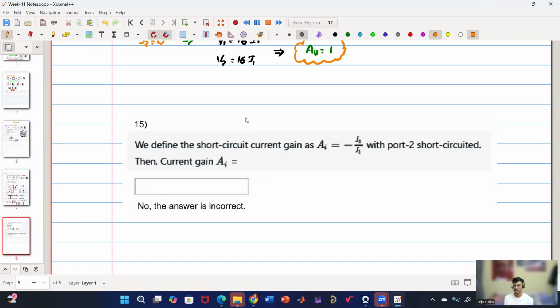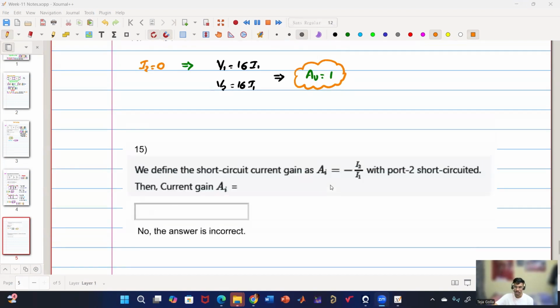I can again solve the circuit, but I don't want to solve the circuit again. So is there any other way to do it? I2 is V2 by R, V2 by Z plus... Okay, then V2 is 0, so I2 is 0, so AI is 0. No, see, I2 is not 0, right? V2 is 0. V2 equal to 0 does not imply I2 equals to 0.